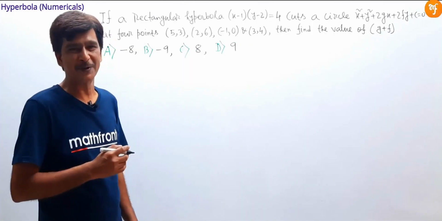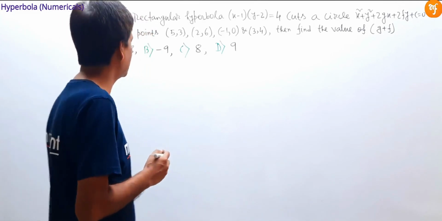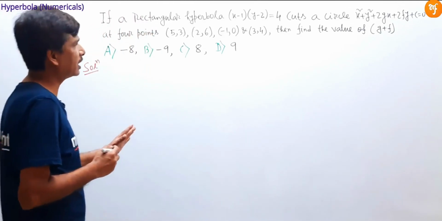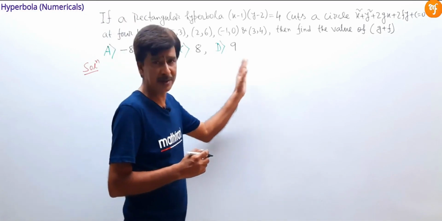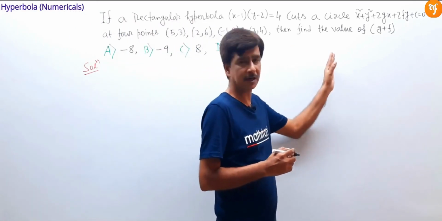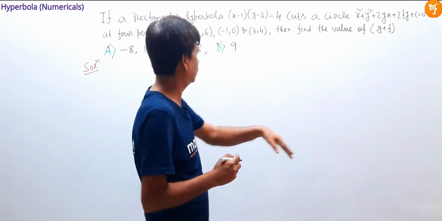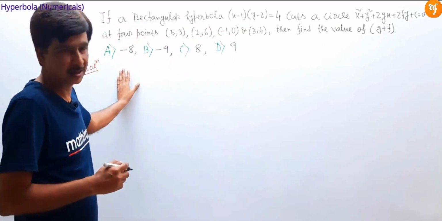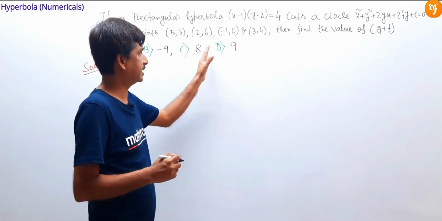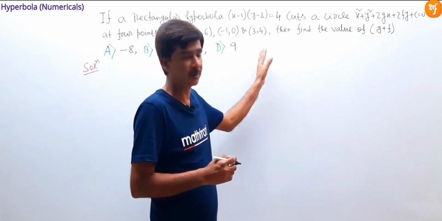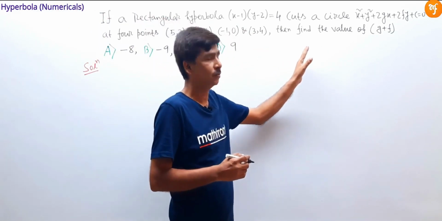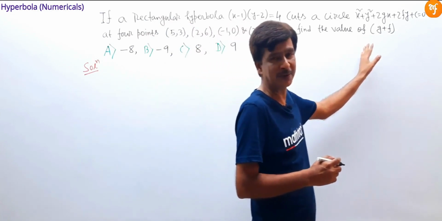So friends, let's have a look at another very interesting question on hyperbola. If a rectangular hyperbola (x minus 1)(y minus 2) equal to 4 cuts a circle x square plus y square plus 2gx plus 2fy plus c equal to 0 at 4 points (5, 3), (2, 6), (minus 1, 0) and (3, 4), then we have to find the value of g plus f.